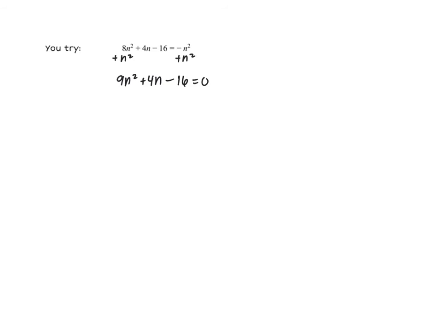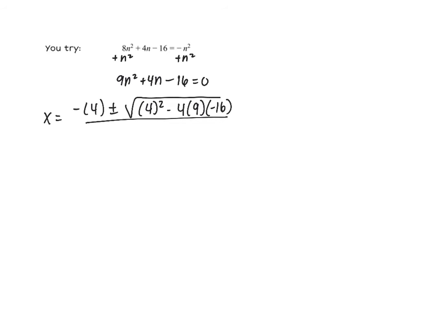Ideally, once you make it equal to 0, you would check if it's factorable. In this case, it's not, so I'm going to go straight to the quadratic formula. And I have x equals negative b, which is 4, plus or minus square root of b squared, which again is 4 squared, minus 4 times a, which is 9, c, which is negative 16, over 2 times a, which is 9.